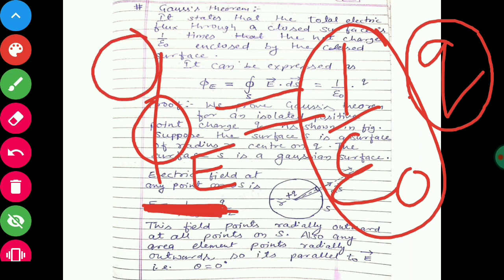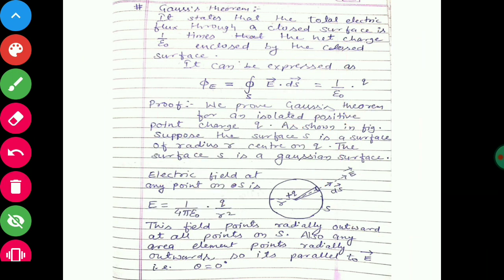Suppose there is a closed surface. Here the charge, say Q, is inside that closed surface. Then the electric flux is 1 by epsilon naught times that charge. So that is the statement of Gauss's theorem.